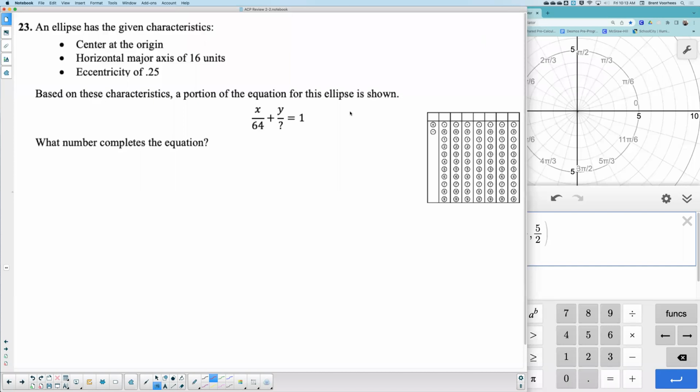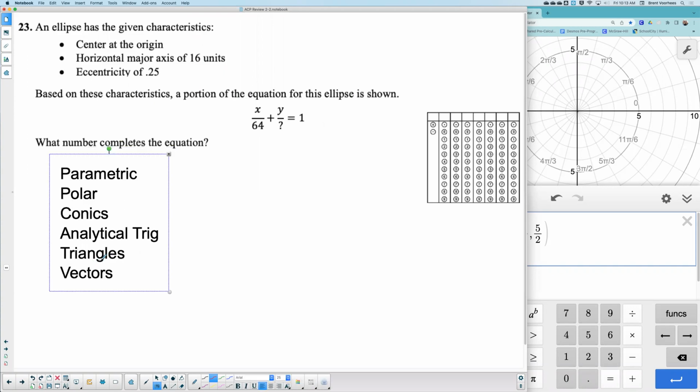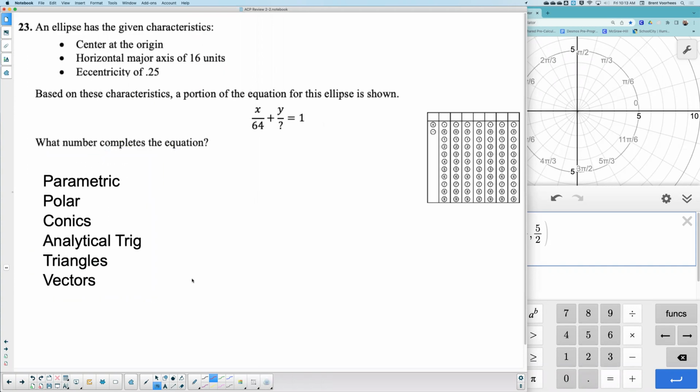Number 23. It says an ellipse has the given characteristics: a center at the origin, horizontal major axis of 16, eccentricity of 0.25. Based on these characteristics, a portion of the equation of this ellipse is shown. What number completes the equation? What type of problem will this be? Why do we say conics? What word are we seeing that tells us conics? It says ellipse. So this is conics. You will have 5 of these problems.